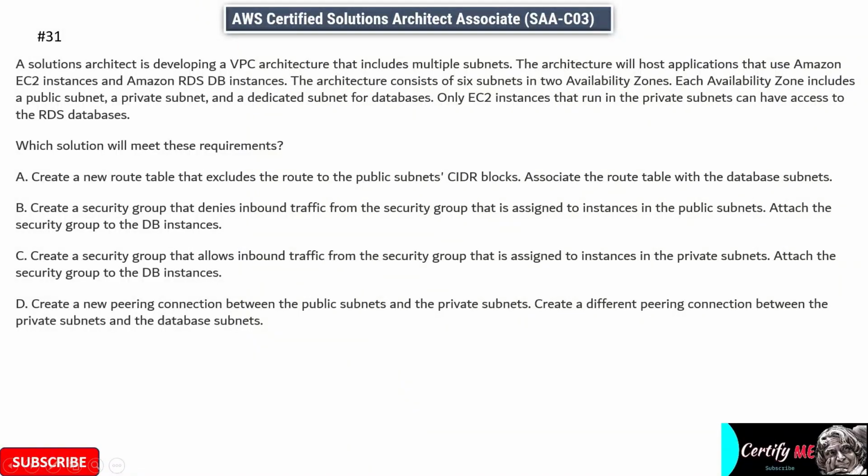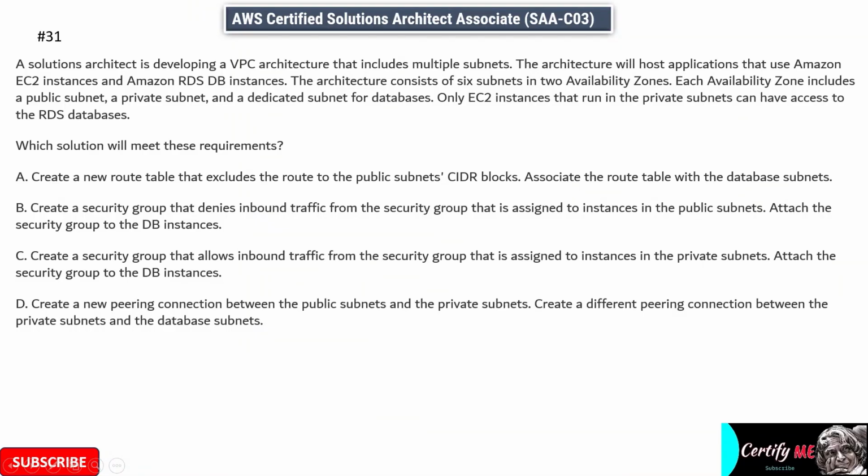Option C. Create a security group that allows inbound traffic from the security group that is assigned to instances in the private subnets. Attach the security group to the DB instances. Option D. Create a new peering connection between the public subnets and the private subnets. Create a different peering connection between the private subnets and the database subnets.